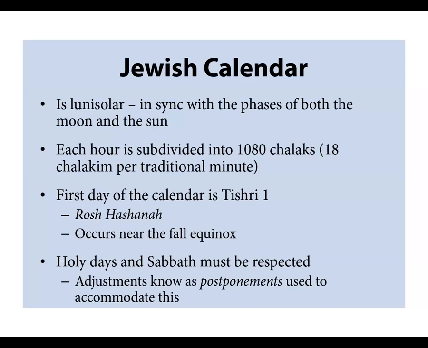And there are certain rules about their holy days and the Sabbath that have to be respected. Certain things cannot happen. Certain holy days cannot be on certain days of the week. The Sabbath must always be on Saturday. As a result, sometimes their calendar does have to make some adjustments that they refer to as postponements that they use to accommodate this.